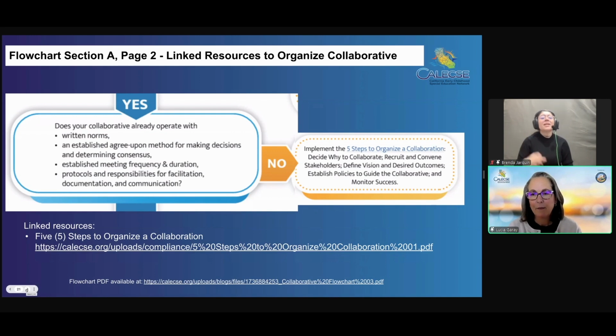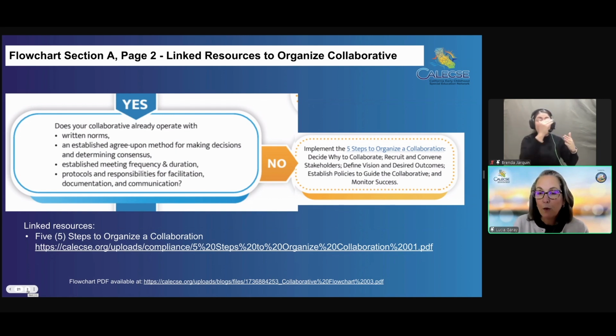So if you already have a collaborative, you need to reflect with your partner leader in the other agency as to whether you have written norms, agreements for how to make decisions and having consensus, establishing meeting frequency and duration, and protocols and responsibility for facilitating, documenting, and communicating across the agency. This is a very simple list, but in reality, it's a very complex process.